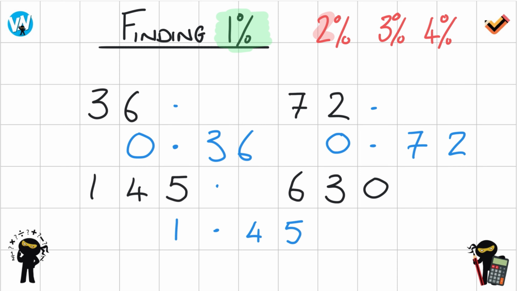And then again with 630. We're going to put our 2 decimals in to find 1%. Everything's going to move 2 spaces. So the 6 is going to go 1, 2, and then everything is going to follow on after it. So we've got 6.30.